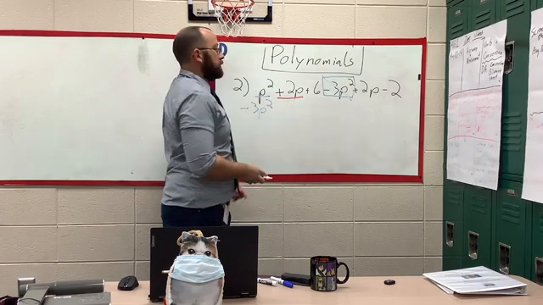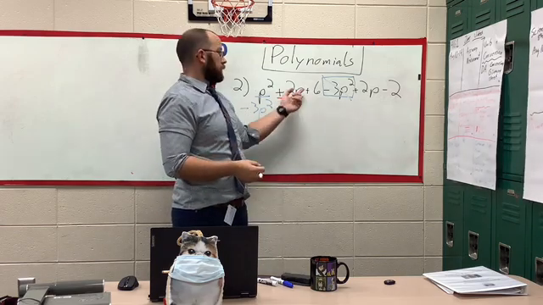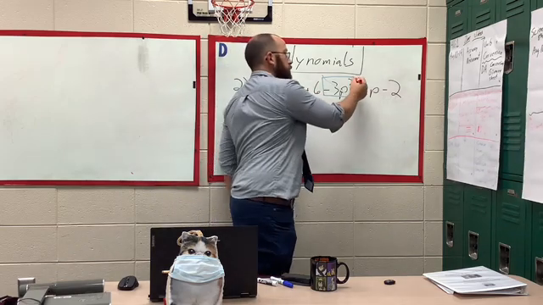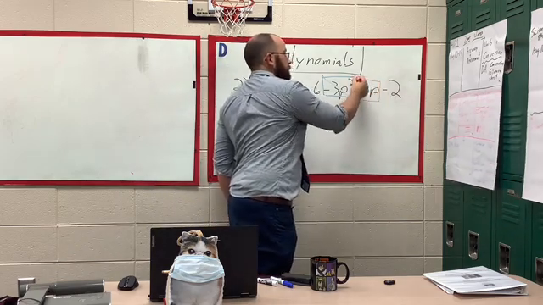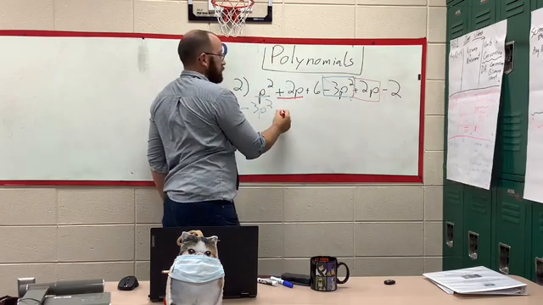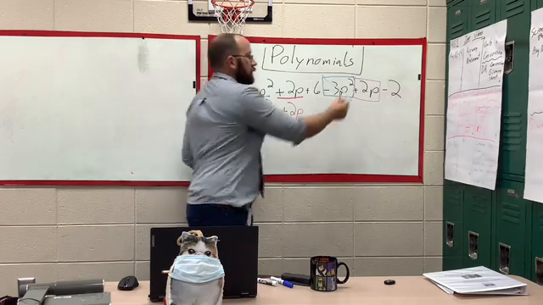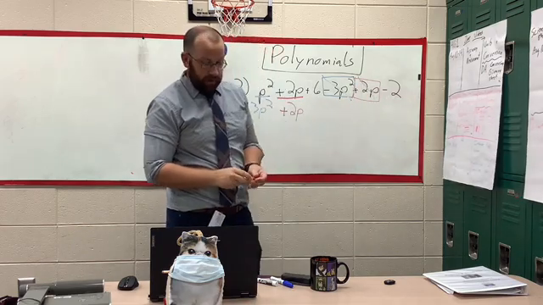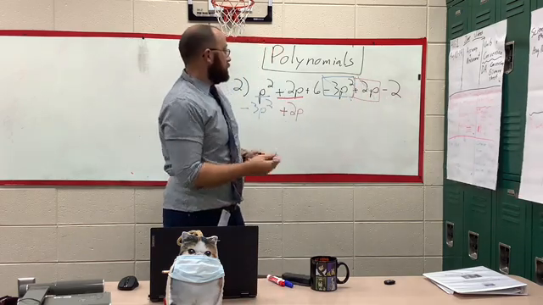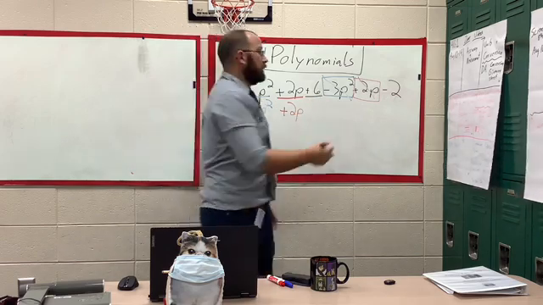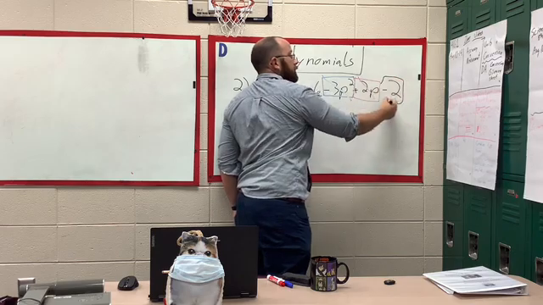Plus 2p. So I have a p to the first power. Do I have another p to the first power? Yes, I do. Then I cross it out. And then the last one is plus 6. And plus 6 is a constant. Do I have another constant? Yes. It'd be -2.